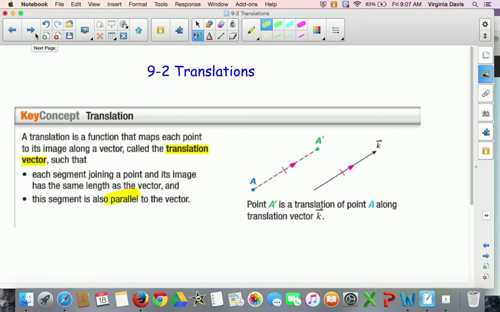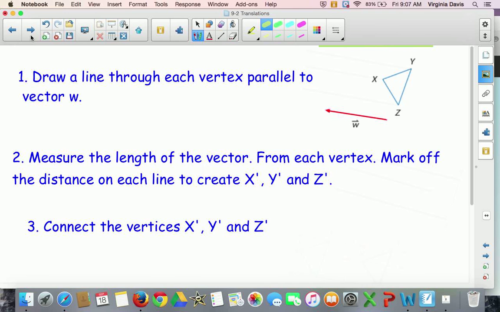So let's go ahead and practice this using vectors. Here are the steps to creating a translation. The first thing I want you to do is draw a figure, and draw a vector that looks like this. Go ahead and draw a triangle XYZ, and the vector we'll call W. Go ahead and pause the video and do that at this time.